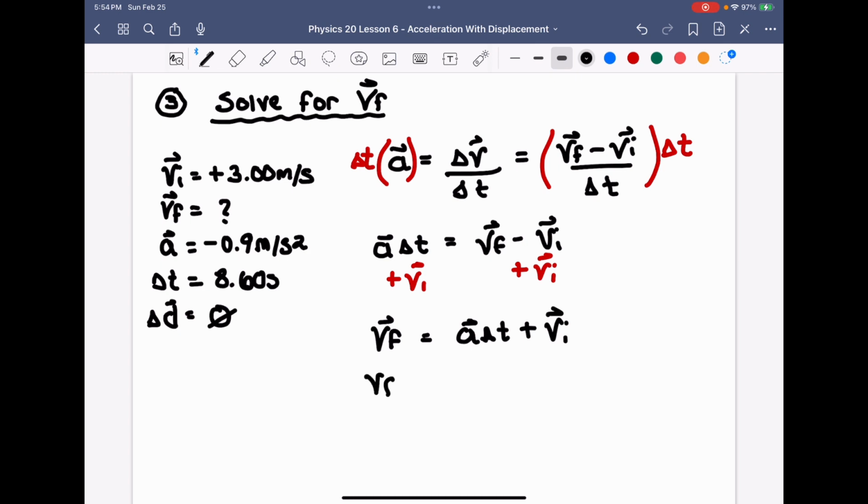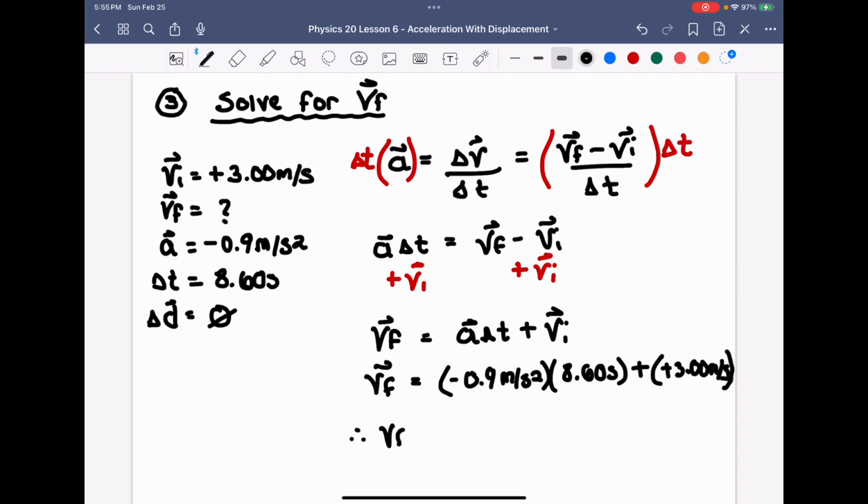When I plug this all in, VF is equal to the acceleration, which was negative 0.9 meters per second squared, times the time, which was 8.60 seconds, plus our initial velocity, which was positive 3.00 meters per second. There we go, just to make sure it all fits in there. Therefore, our final velocity is equal to, if you do the math on this, negative 4.74 meters per second.